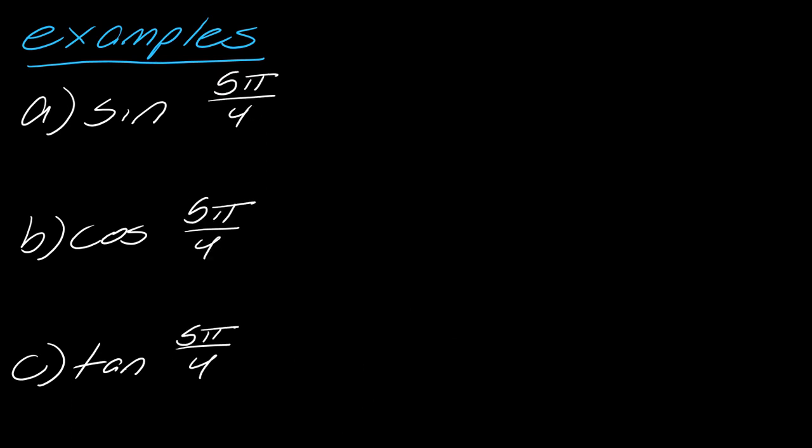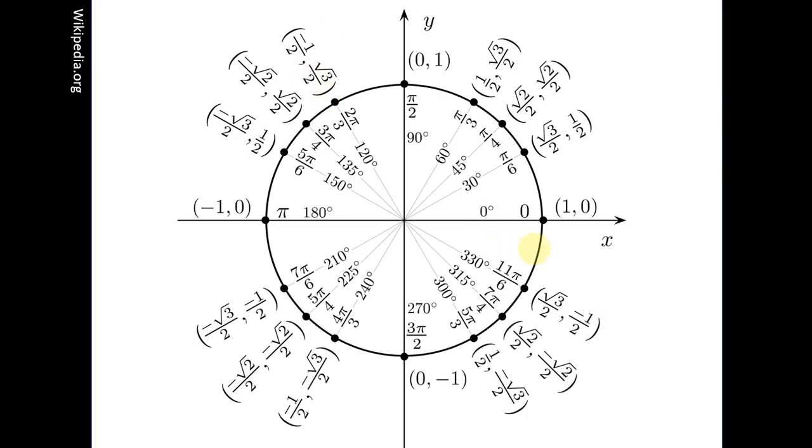Okay, now let's do that one more time. Let's use 5 pi over 4. Maybe you want to pause the video here, try this on your own, and then hit play when you're ready. All right, so I'm going to go to 5 pi over 4. So I start here, and there we go, 5 pi over 4.